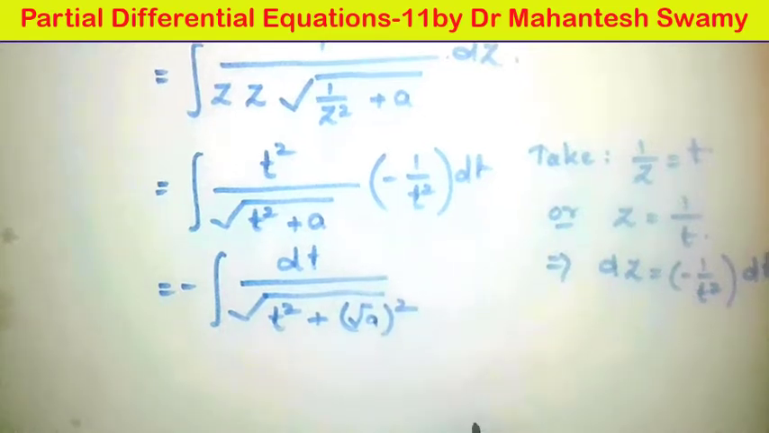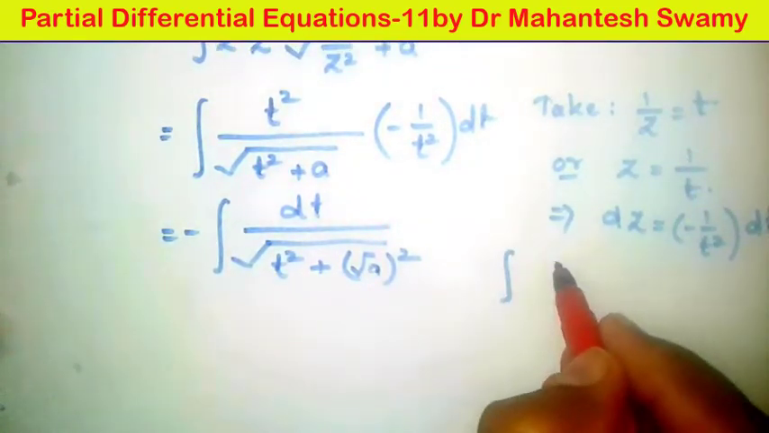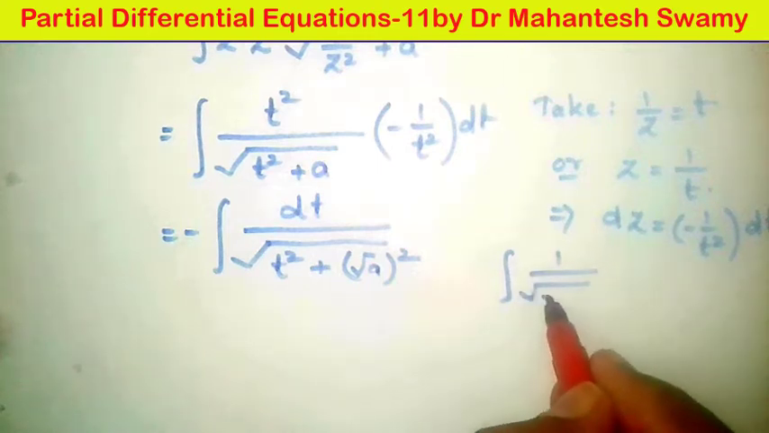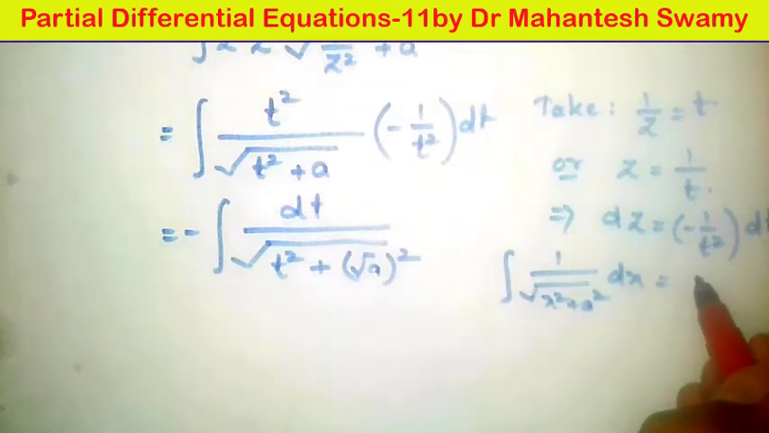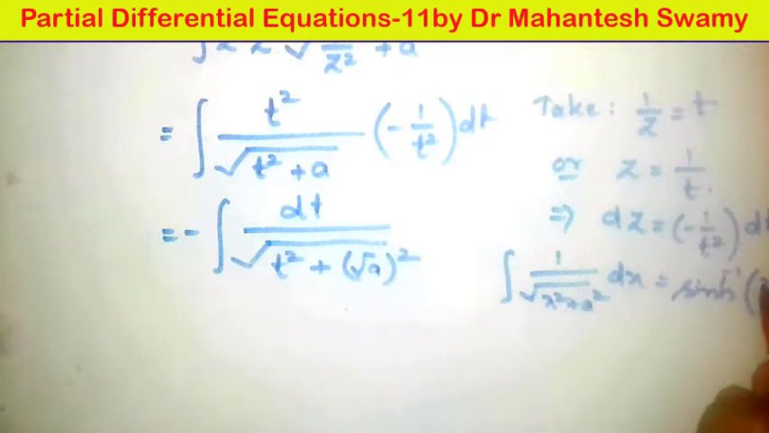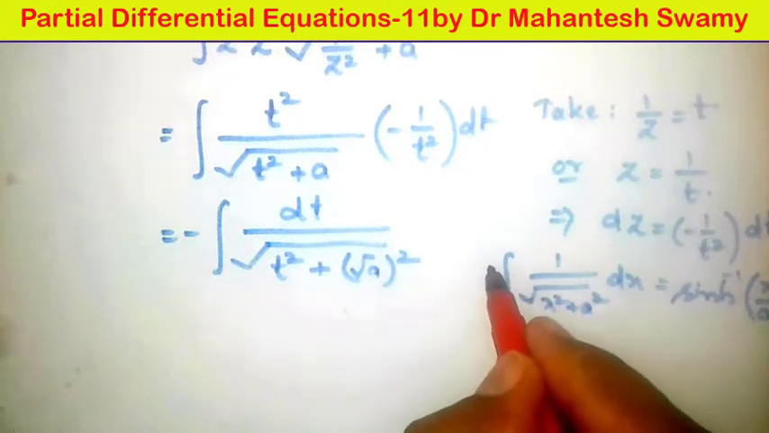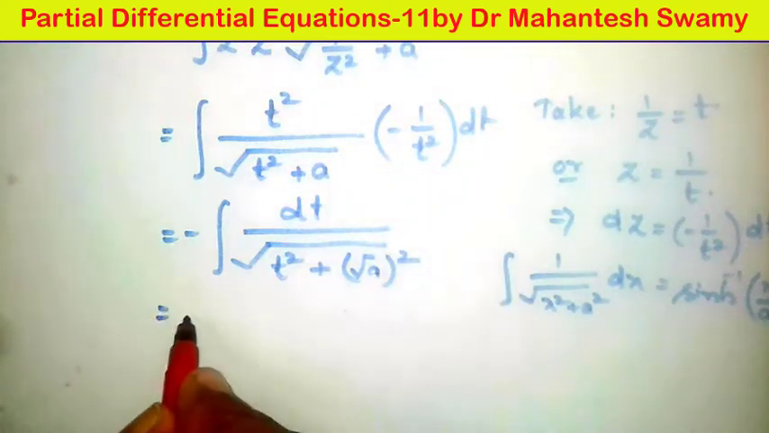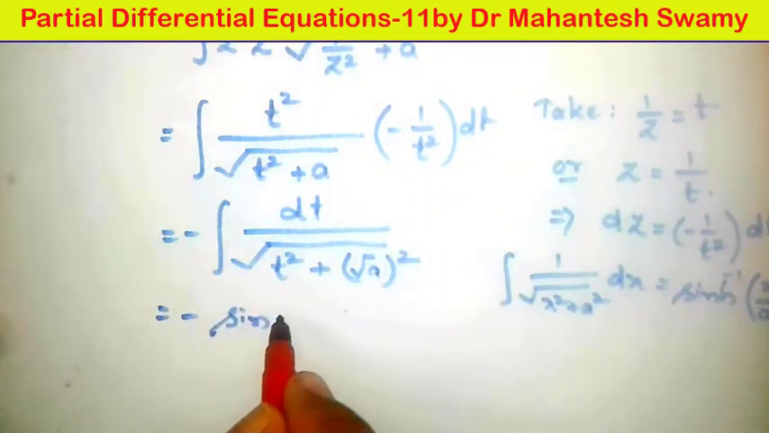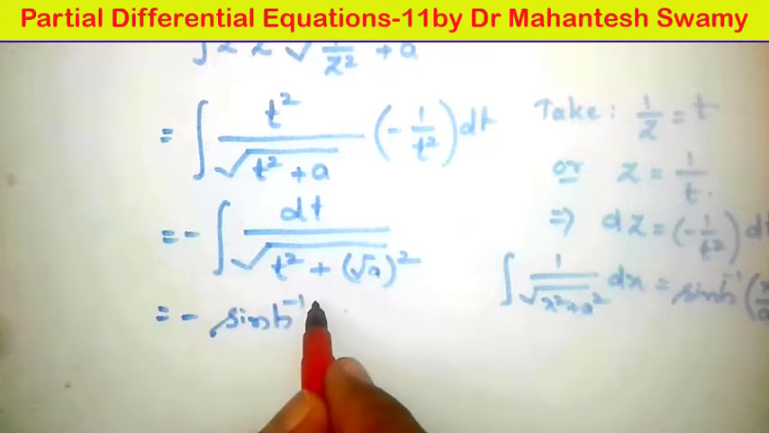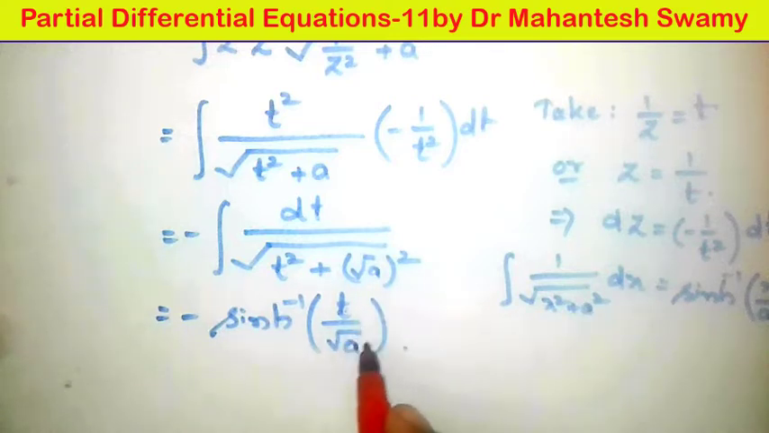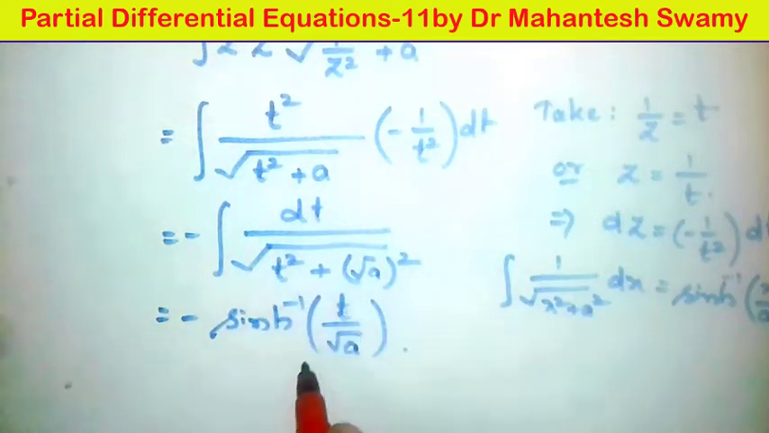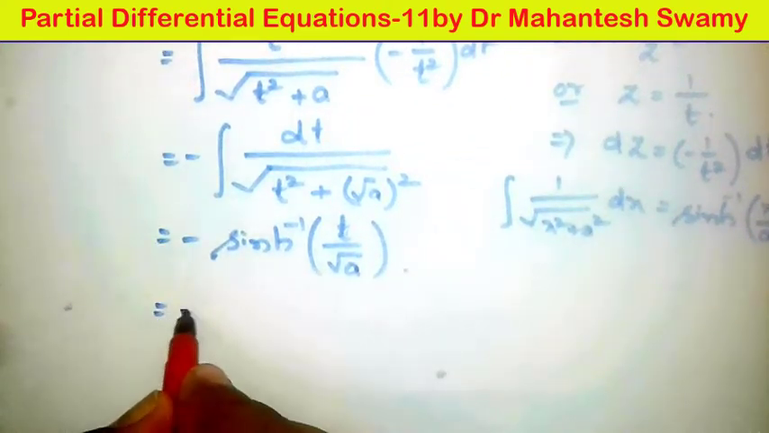So it is just like the integral of 1 divided by square root of x square plus a square with respect to x is sine hyperbolic inverse of x by a. This formula we are going to use, and by using this formula, minus sine hyperbolic inverse of t by root a is the value we have for this integral, and now let us substitute the value of t back.